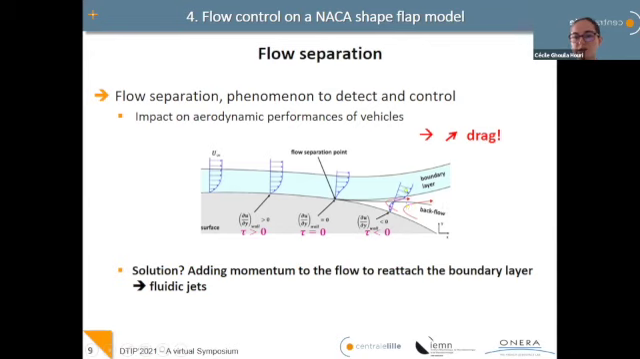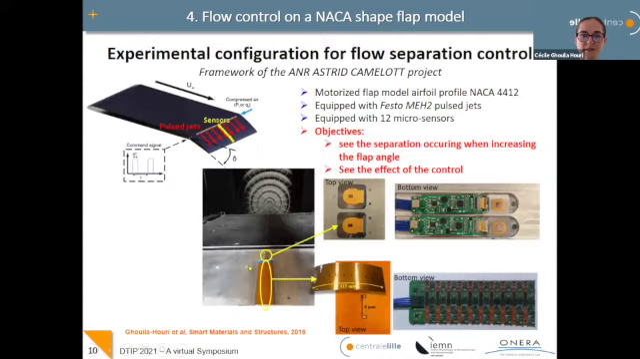And how do we control flow separation? It's by adding momentum to the flow in order to re-energize the boundary layer and keep it attached, avoid the separation, or reattach the boundary layer that was separated. And for that, we can use fluidic jets. So here is the presentation of the experimental configurations.